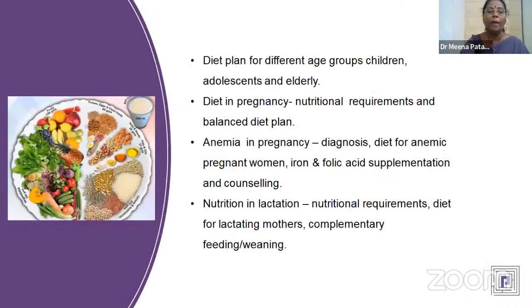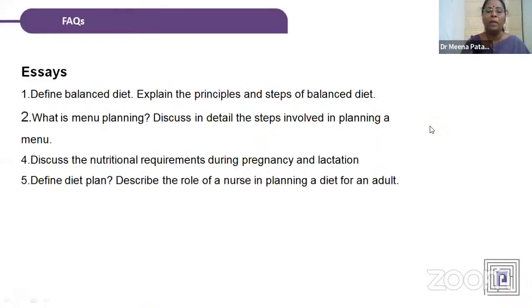Let me just go back. Yeah. So counseling is very essential in order to make the mother understand how important it is to have a balanced diet. Then nutrition in lactation for their nutritional requirements, diet for lactating mothers, complementary feeding or weaning as we call it. So very extensive this chapter unit has been.